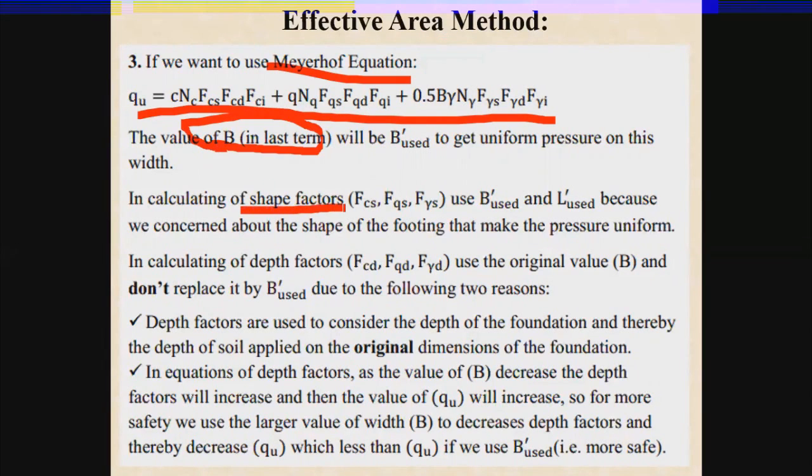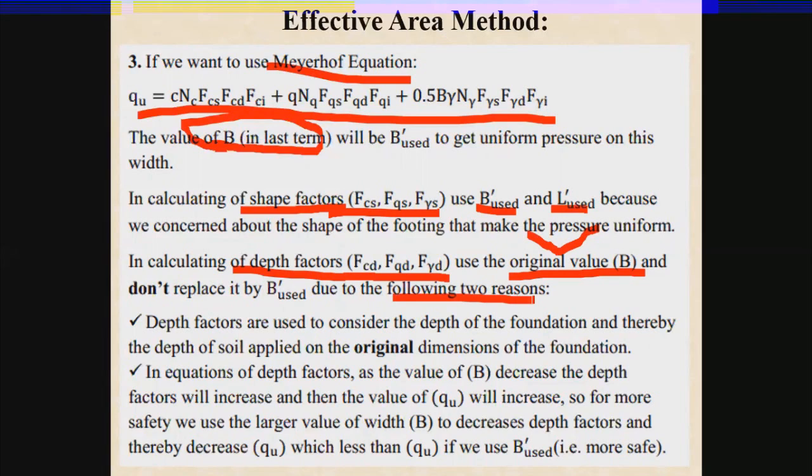In calculating the shape factors Fcs, Fqs and F gamma s, again you will use the effective dimension for the width as well as the effective dimension for the length. But while calculating the depth factors, we will use the original dimension of the width, and not the effective dimension of the width, due to the following two reasons. Number one, depth factors consider the depth of the foundation, in which there is no role of the geometry of the footing, like the width and the length of the footing. So that's why we are using the original B there.